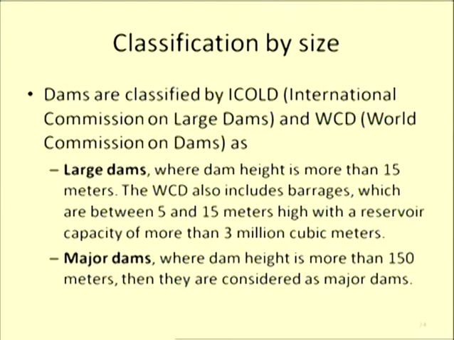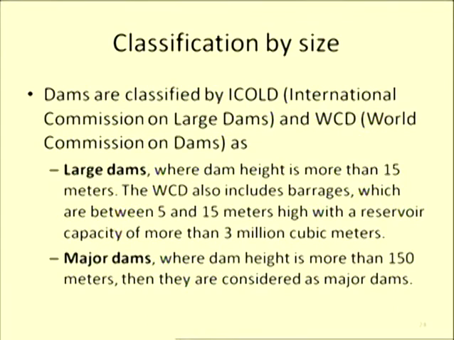These two are the governing bodies belonging to the United Nations, and they classify the dams and also control the development of dams in various countries and regions of this world. They have classified into two categories, large dams and major dams. If the dam height is below 15 meters, they don't call them large dams, they are ordinary or simple dams, small dams. Large dams, if the height is more than 15 meters.